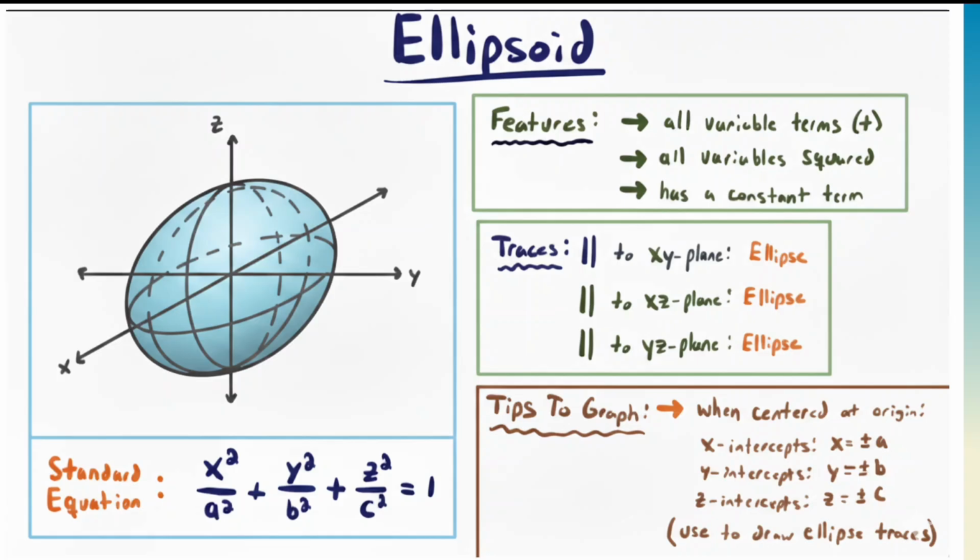We'll start first with the ellipsoid. So if you think about the ellipsoid again, we saw the standard equation. Okay, and the features, they are all positive, all of them squared. It has a constant term. All traces are ellipses, and we'll try now to graph it one by one.